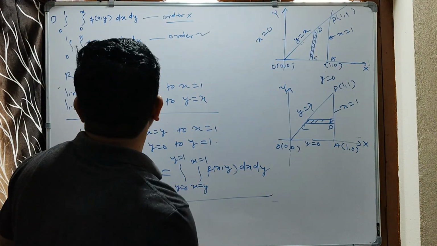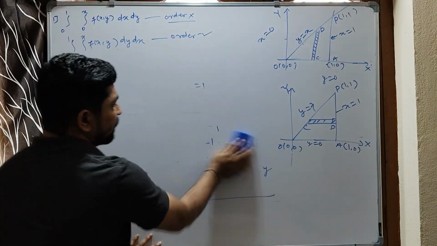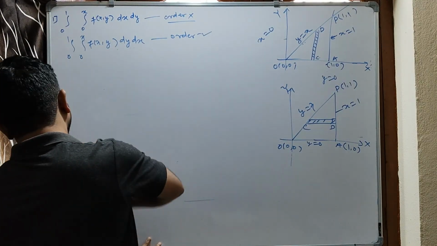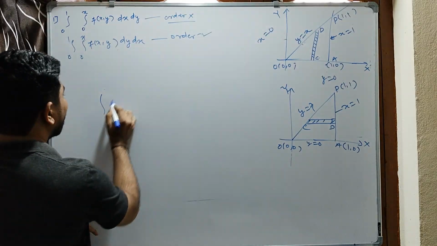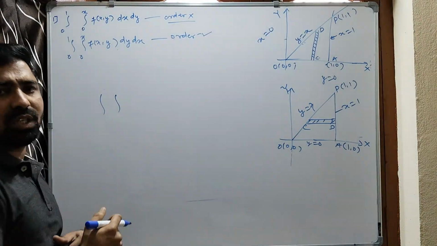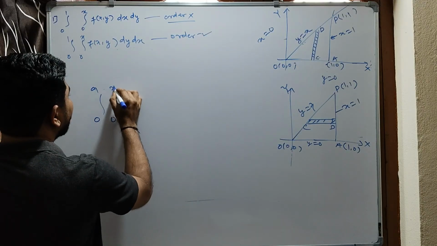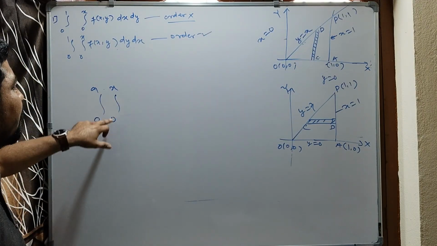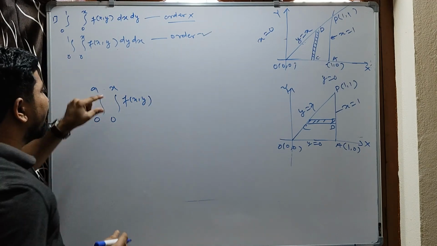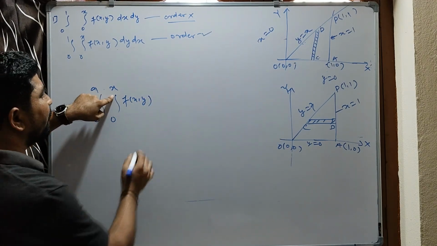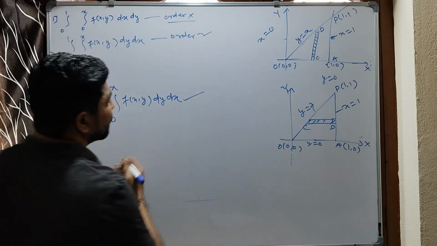Now I will explain one short trick: how to decide the correct order. For example, let's say this is 0 to a, and this is 0 to x, for the double integration of any function f of x comma y. Whenever the inner limit is in terms of the x variable, first integrate with respect to dy and then dx. This is the correct order.